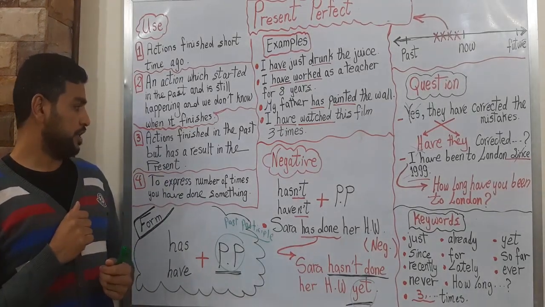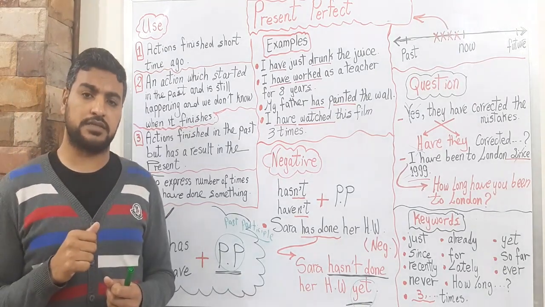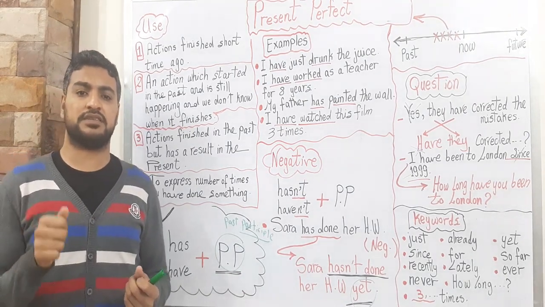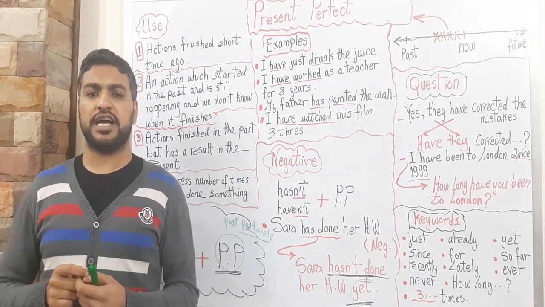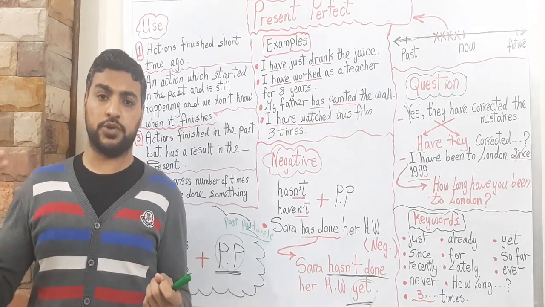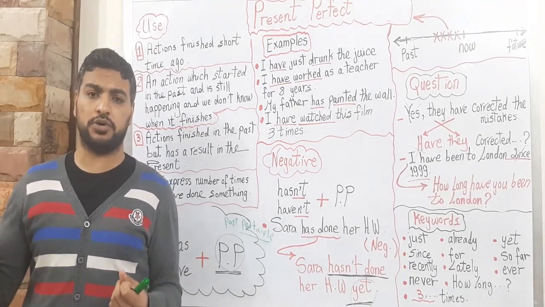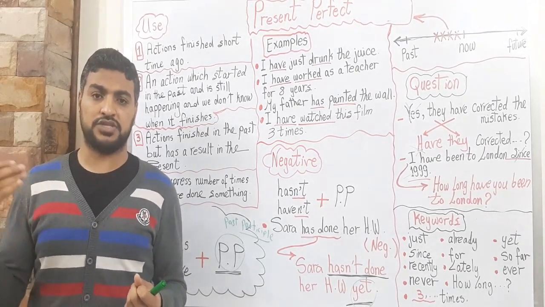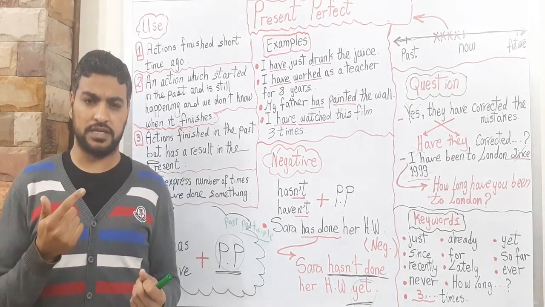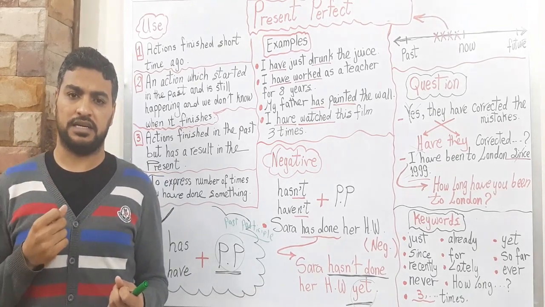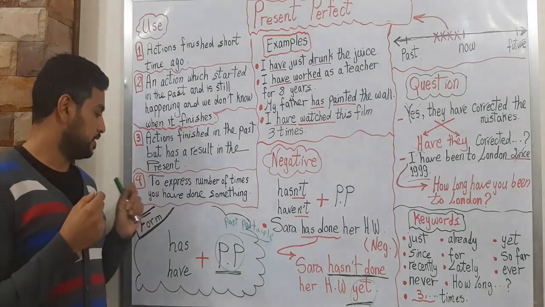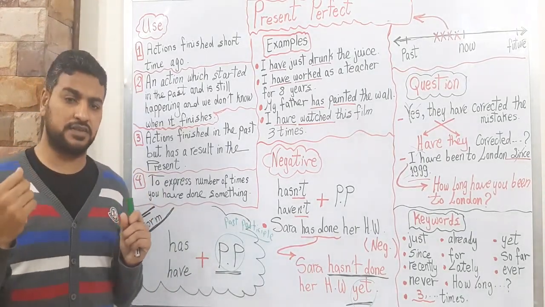Number three, actions finished in the past, but they have a result in the present. For example, my father has painted the wall. We can understand that he, or the decorator, finished painting it a short time ago, but there is a result. Yes, it took too much time to finish it, but there is a result in the present. Like what? I can smell the paint on the wall now.